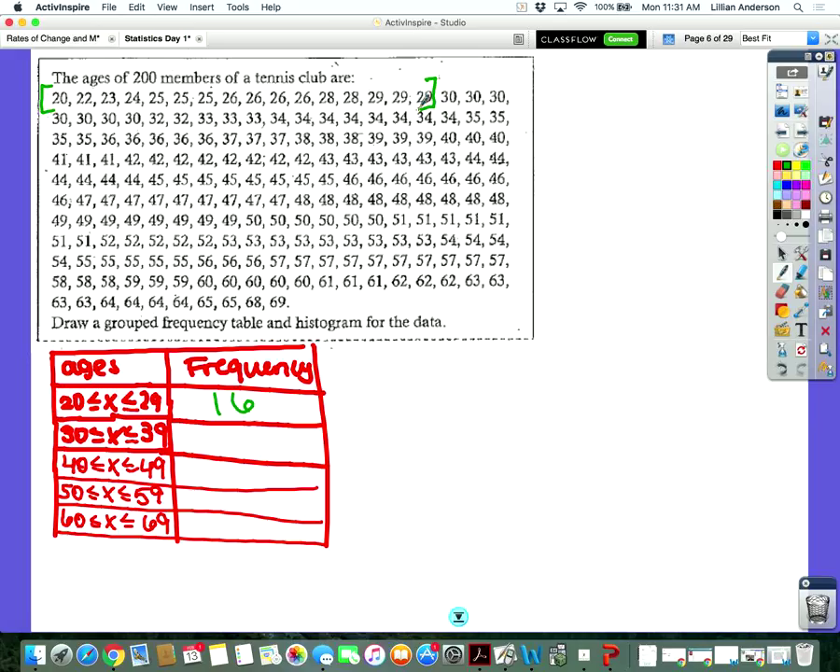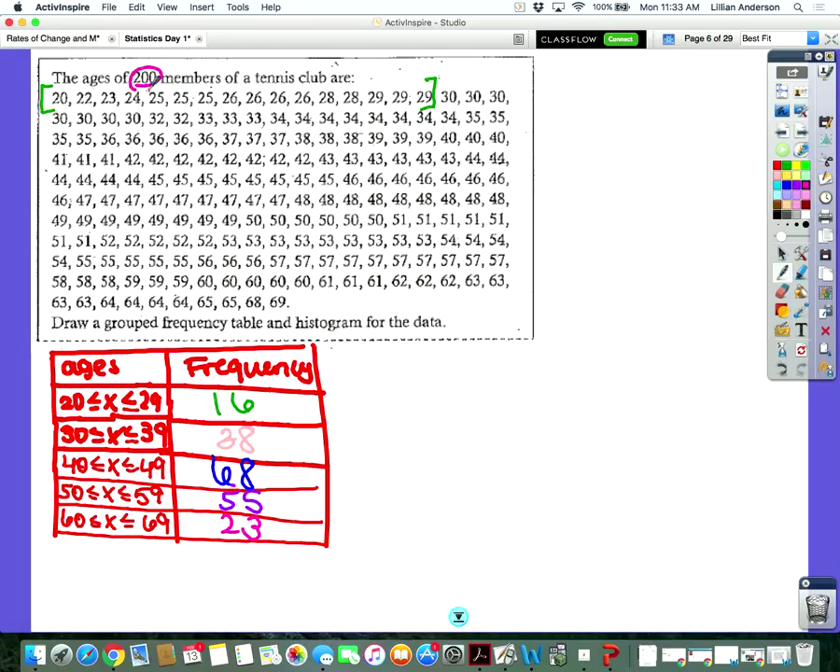What about 30 and 39? I'll give you guys a minute. Complete the table and then we'll compare answers. Alright, so between 30 and 39, what do you get? 38. Good stuff. 40 to 49. 68. Awesome. 50 to 59. 55. And the last one, 23. Yes. And again, you can always double check by adding: your total frequency should be the total number of members that we have. So there you go. There's a group frequency table.